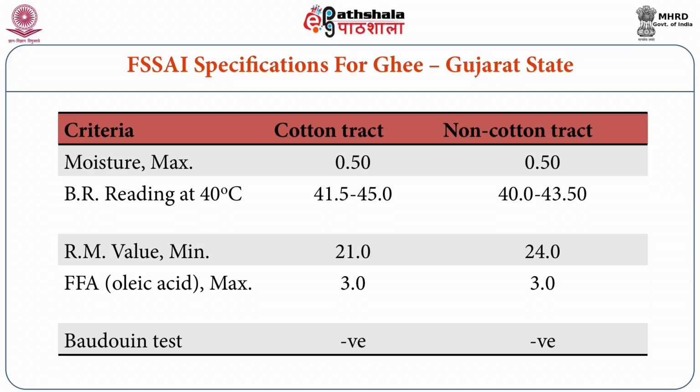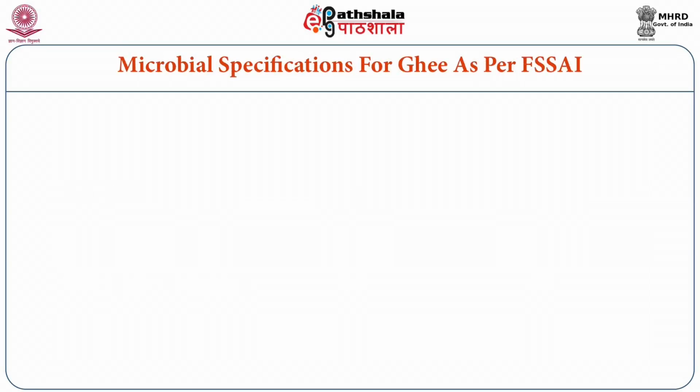So in case anybody is using that to adulterate ghee, if the Baudouin test shows positive, that is red color, after the test is carried out, in that case such ghee is adulterated not with any other vegetable oil, but specifically hydrogenated vegetable oil. The next slide indicates the microbial specifications for ghee as per our legal FSSAI standards.